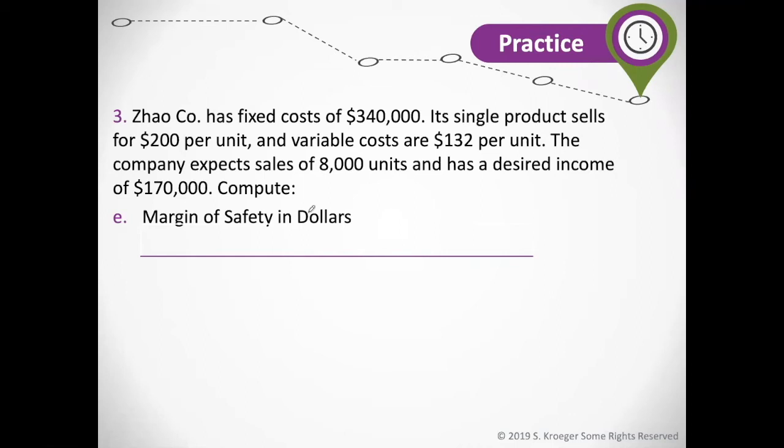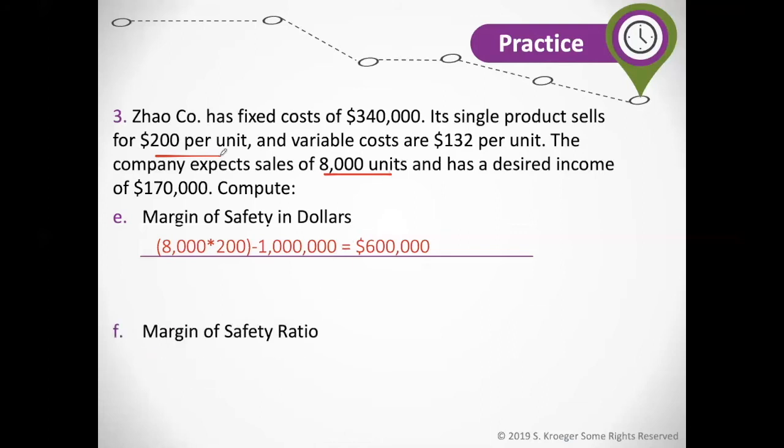To do this, we multiply the number of units we plan on selling by the amount we sell it for. We expect to sell 8,000 units at a cost of $200 per unit. This would be 1.6 million. We calculated our break-even point in sales dollars in Part D, which is $1 million. The calculation for this would be the $1,600,000 minus the $1 million, which would equal $600,000. This is how far away we are from our break-even point, $600,000.